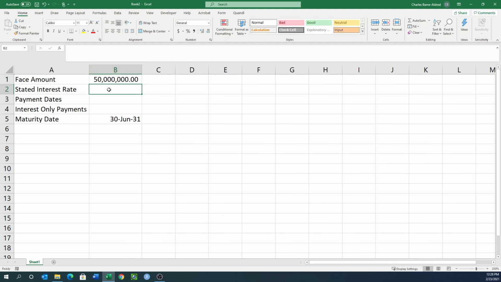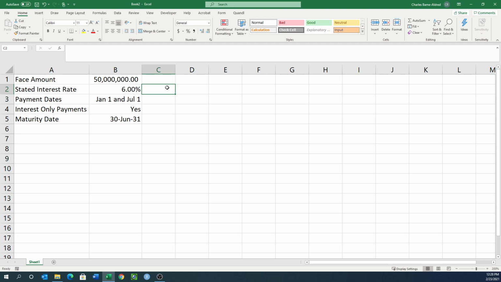Let's put the stated interest rate here. We only want to pay like 6%. The payment dates are going to be every 6 months, at January 1st and July 1st, and interest-only payments. That's all. So we've got all the data that I think we need just to get us started.